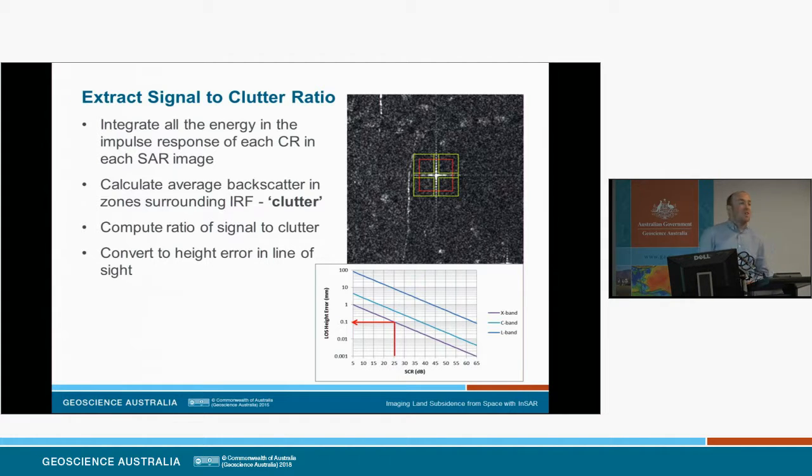And then we can convert that value to an expected height error or phase error using empirical relationships. So for an X-band corner reflector that's as bright as 25, has a signal to clutter ratio of 25, that will give us an equivalent height error of about 0.1 millimetres.